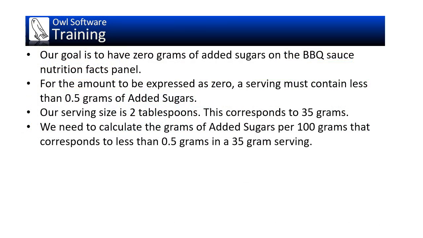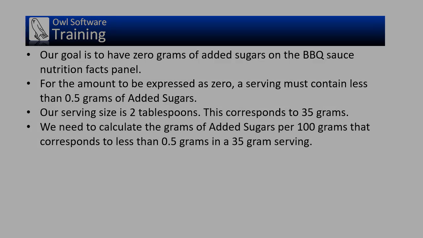Our goal is to have 0 grams of added sugars on the barbecue sauce nutrition facts panel. For the amount to be expressed as 0, a serving must contain less than 0.5 grams of added sugars. Our serving size is 2 tablespoons. 2 tablespoons of our barbecue sauce weighs 35 grams. We need to calculate the grams of added sugars per 100 grams. That corresponds to less than 0.5 grams in a 35-gram serving. Let's do the calculation.